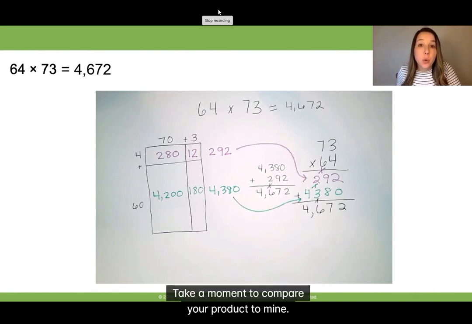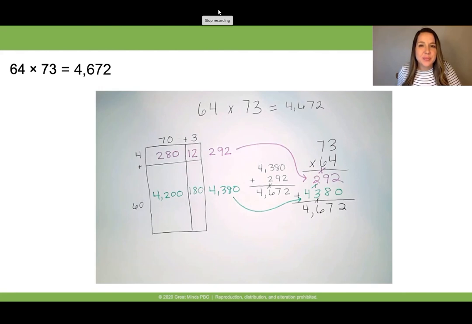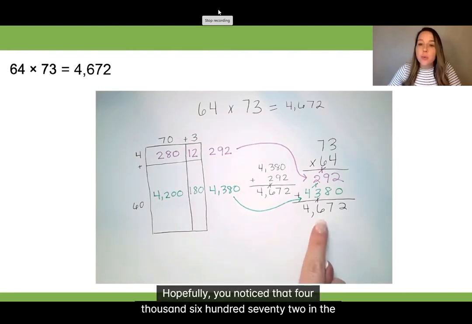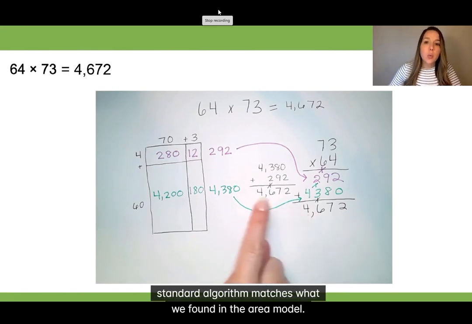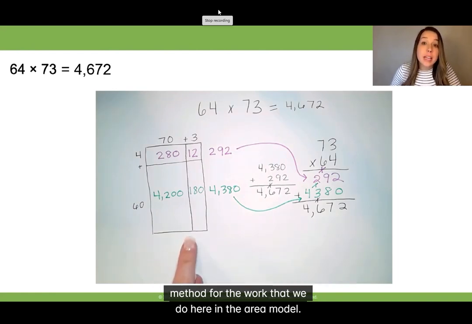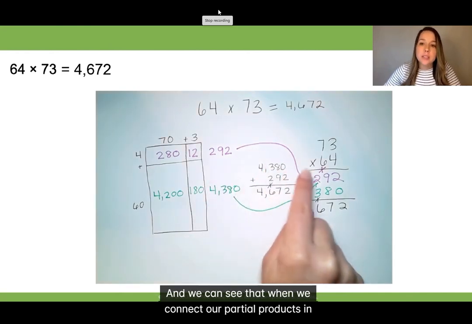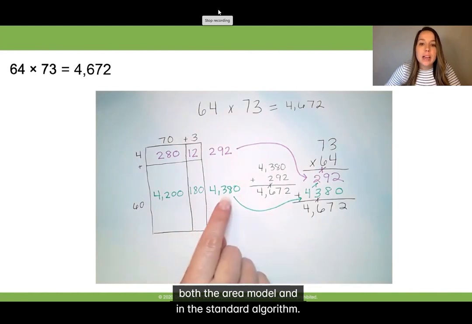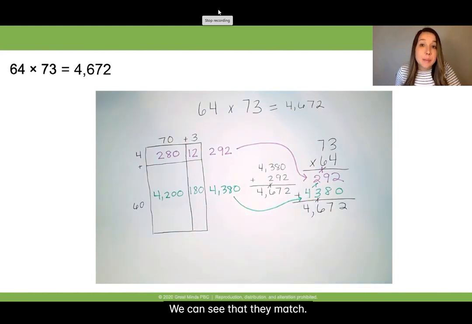Take a moment to compare your product to mine. Hopefully you noticed that 4,672 in the standard algorithm matches what we found in the area model. And that's because the standard algorithm is simply a recording method for the work that we do here in the area model. And we can see that when we connect our partial products in both the area model and in the standard algorithm, they match. Let's do another one together.